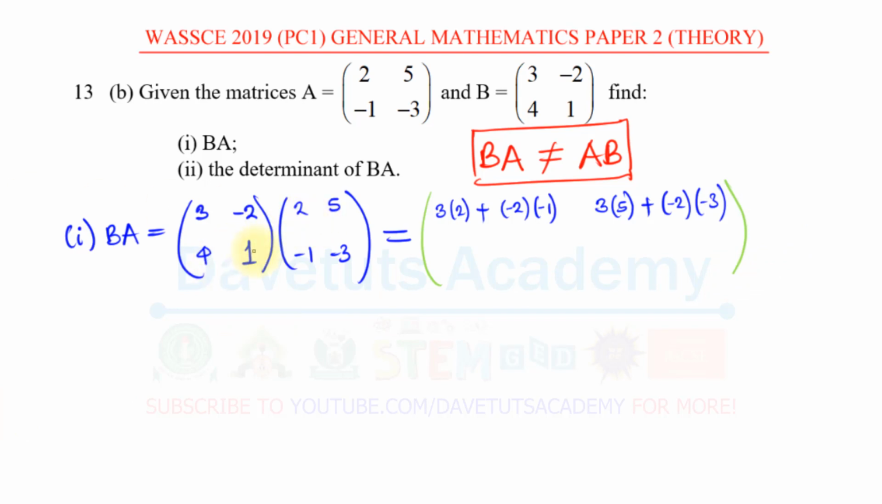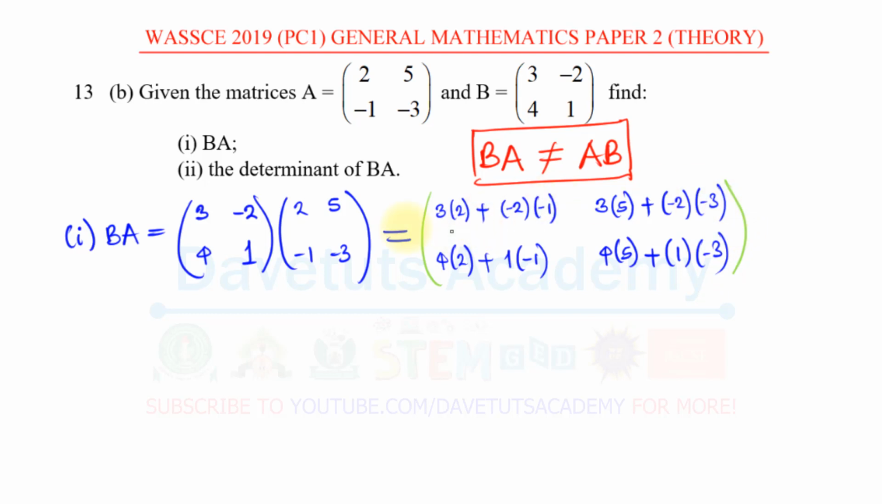And then we'll go to the second row now, 4, 1, and multiply it with these columns. Okay? So we are going to have 4 times 2 plus 1 times minus 1. And then again, 4 times 5 plus 1 times minus 3.